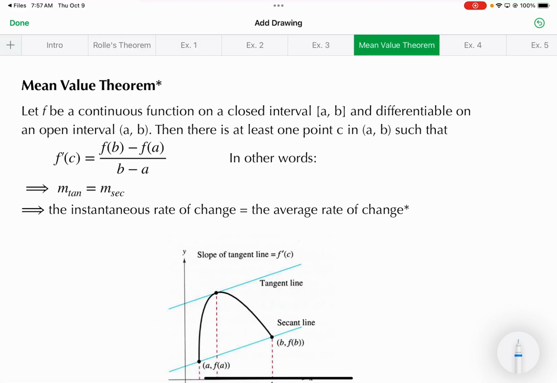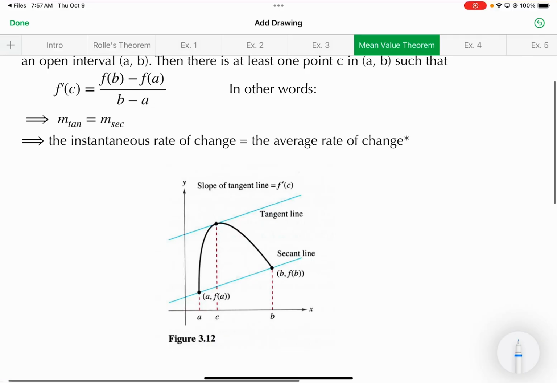Using the theorem looks like this. Make sure it's continuous on a closed interval, make sure it's differentiable on an open interval, and then compute what your average rate of change is, or your slope between your endpoints, and then you set your derivative equal to that value and you solve for C, okay? So that's what it looks like, all right?